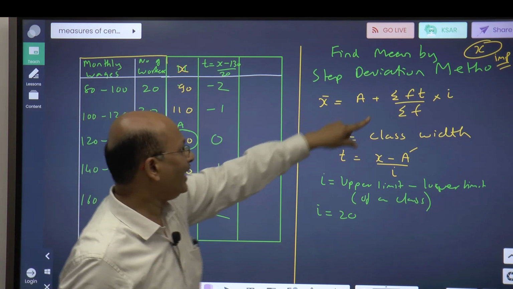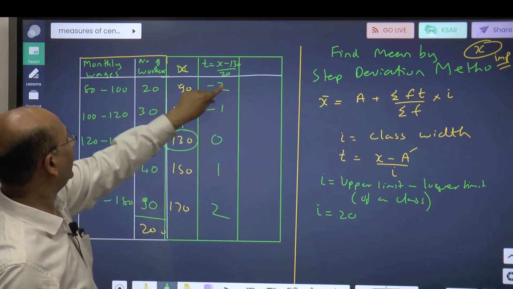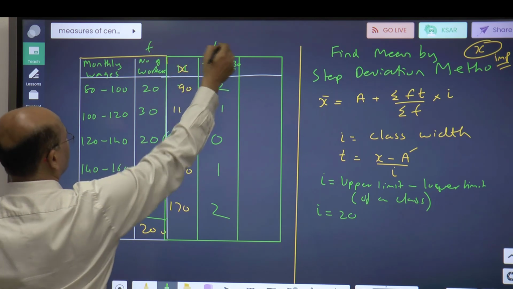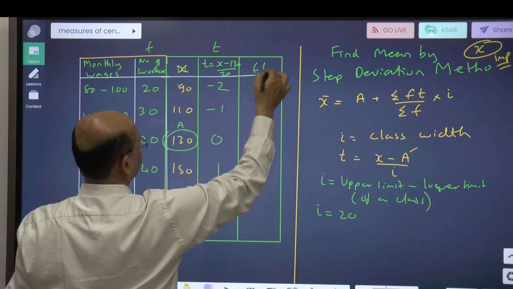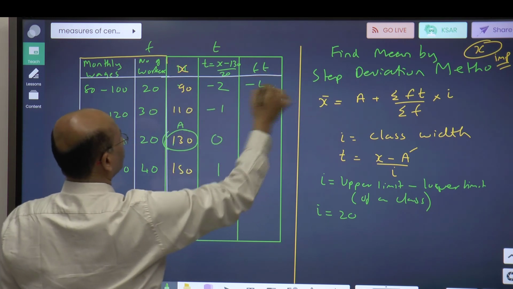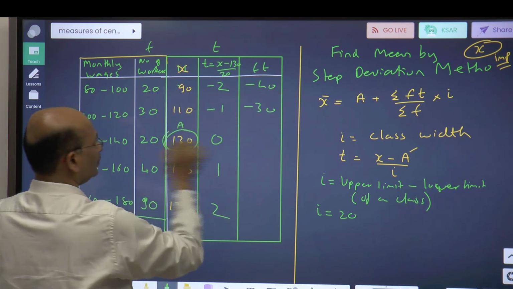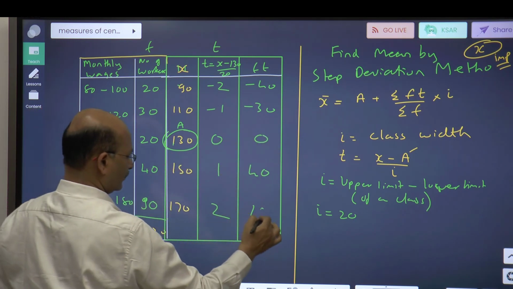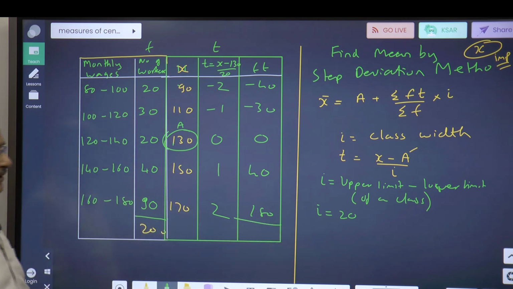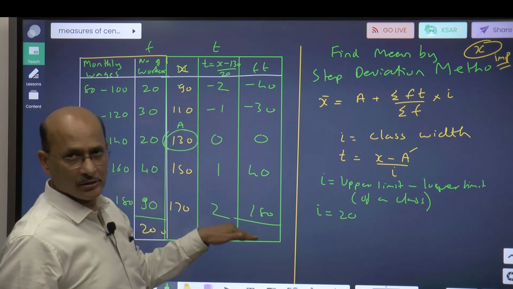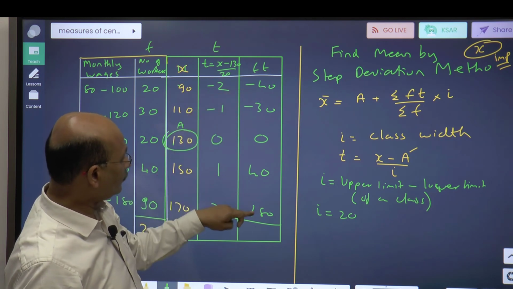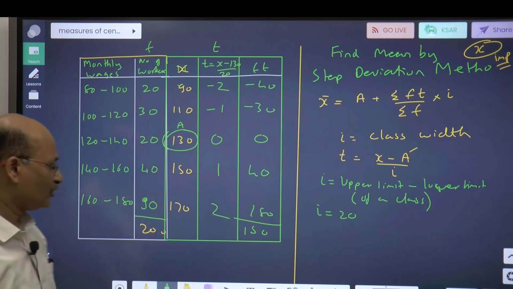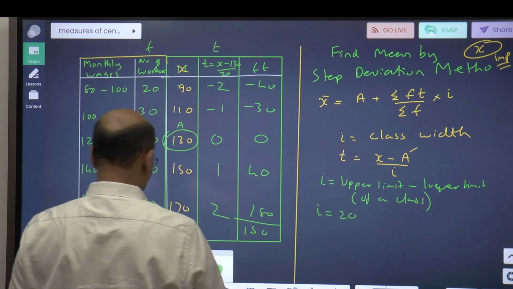Now look at the formula. I know a, what is next? ft. Where is my f? f is here and t is here. So ft: minus 40, minus 30, 0, 40 ones are 40, 9 twos are 180. I think my job is over. Sum of this: 40 gets cancelled, 180 minus 30 is 150. Finish. So let us do the calculation now.